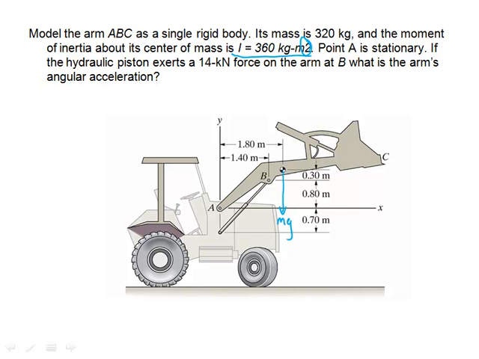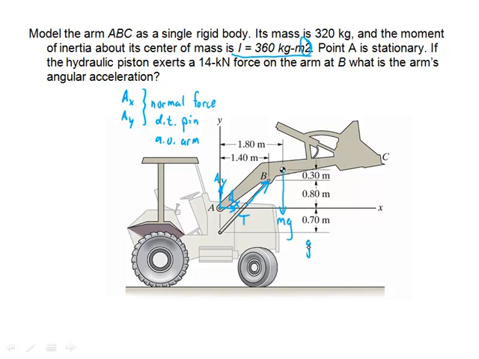And the hydraulic piston exerts a 14 kilonewton force on the arm, and that's going to be in the direction of the piston. So that's a tension. It's actually a compression, but I'll write it in as T. And of course there's going to be a force here at A. It's going to have an x and a y component, so I'll label it A sub x and A sub y. So A sub x and A sub y are the components of a normal force, and that's due to the pin at A acting on the arm.